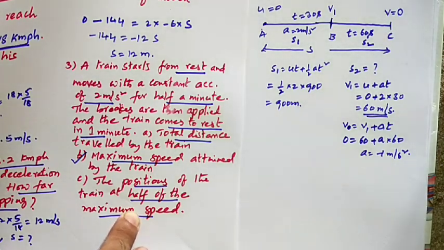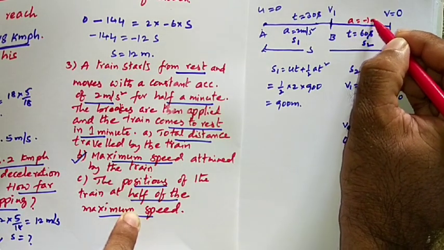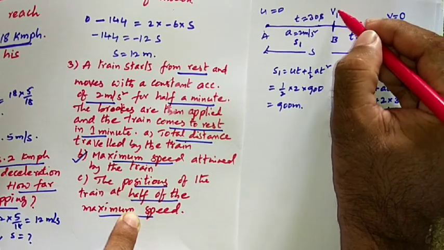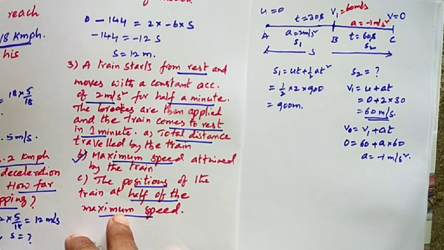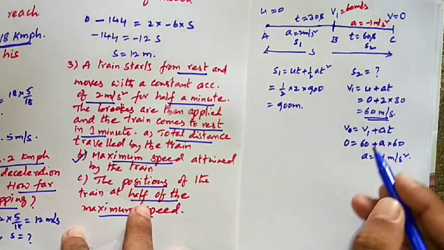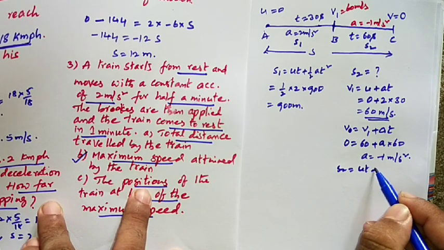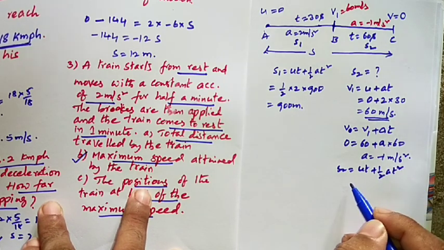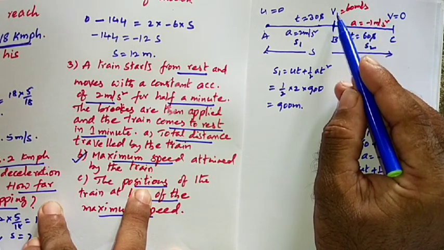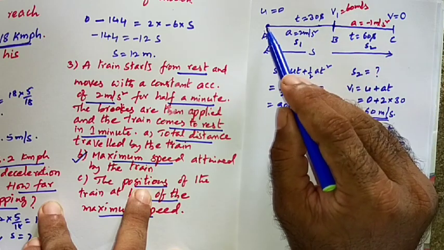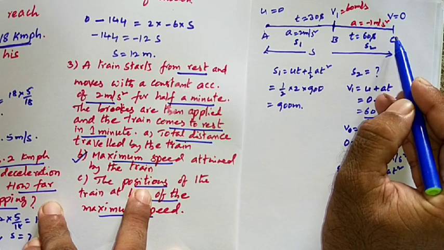Understood? So for the second case, what is the acceleration? Minus 1 meter per second square. V1 is 60 meters per second. We have calculated that. Now let us calculate the distance S2. So S2 is equal to ut plus half at square. Now which is u for BC? V1 is the u. Understood? V1 is the final velocity for AB part. Same V1 is the initial velocity for BC part.